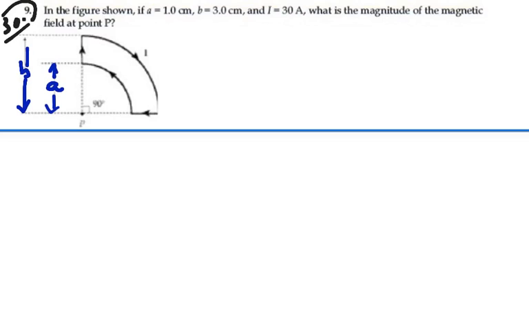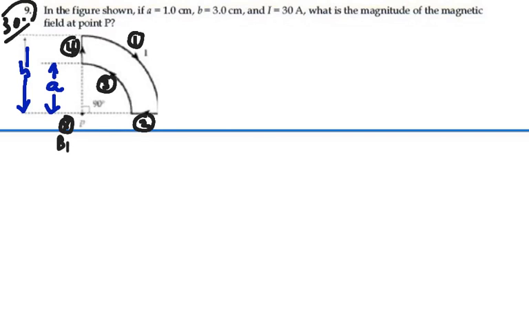and we have 4 segments to consider. 1, 2, 3, and 4. And looking at this, if we look at segment 1 for that curvature, if we point our thumb in the direction of the current, then everything to the interior of the curvature will be into the page. So at point P, we're going to have a magnetic field B1 that will be into the page.